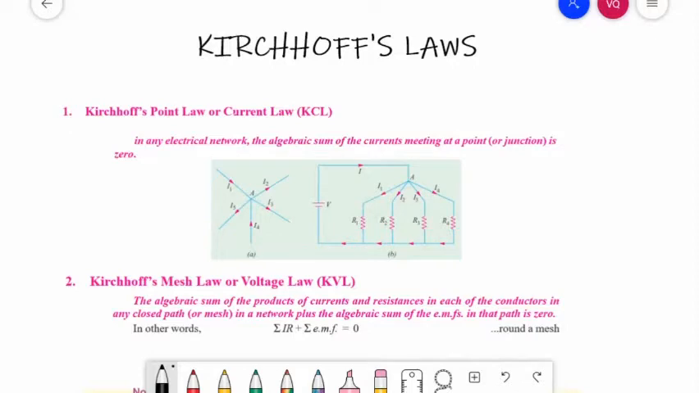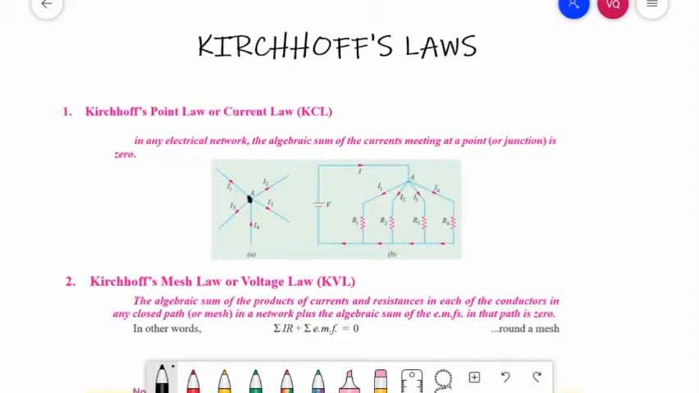Kirchhoff's laws has two important laws, the Kirchhoff's current law or the KCL, and the Kirchhoff's voltage law. First we will discuss the Kirchhoff's current law. In any electrical network, the algebraic sum of currents meeting at a point or junction is 0. As we discussed earlier, a node or a junction is the common meeting of branches.